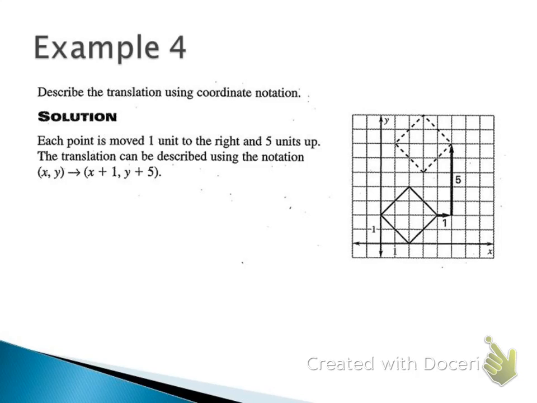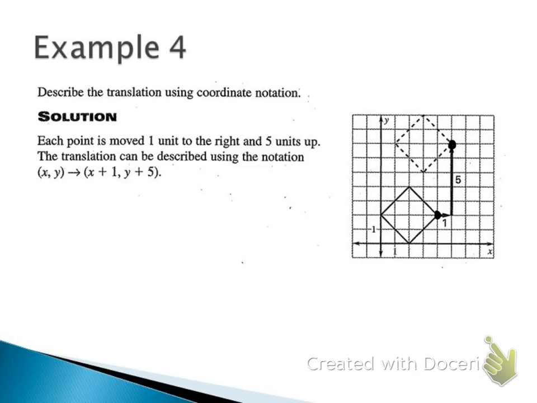So again, focus in on some point of the figure. I'm going to focus on the right tip of this diamond. So describe how to go from this one to this one. The image is always the one that's dashed. So these are the prime points. These are the original points. So how would you go from here to here? Move it to the right once, then up 5 times. Okay, so you're going to move it to the right once and then up 5 times.